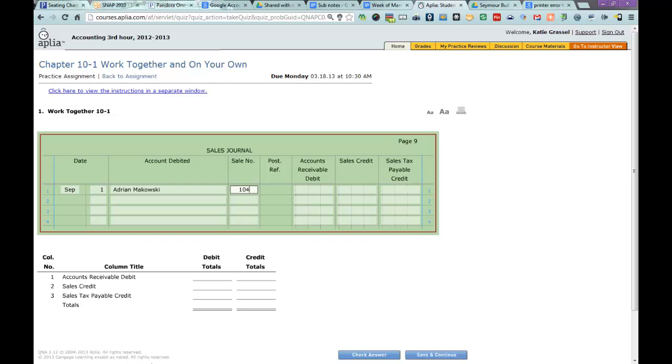Why? Because only sales invoices are going to go in there. How much does Adrian owe us? $848 goes in accounts receivable. The amount of the product, $800, goes in sales. And sales tax is $48.